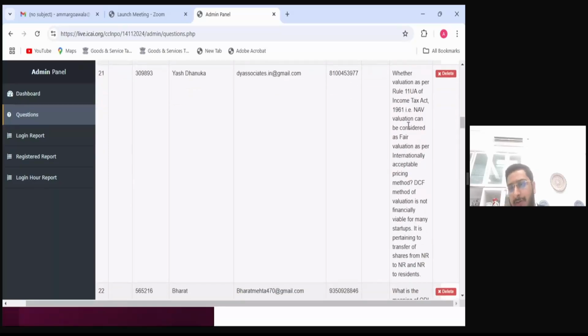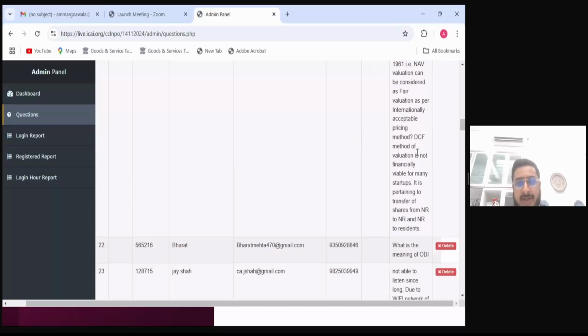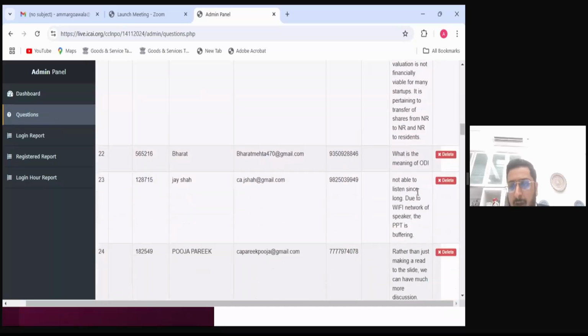With the valuation as per revenue, I think yes, the net worth method is allowed. Net asset value method is allowed. If DCF is not the best choice, net asset value can be used. The meaning of ODI is overseas direct investment.